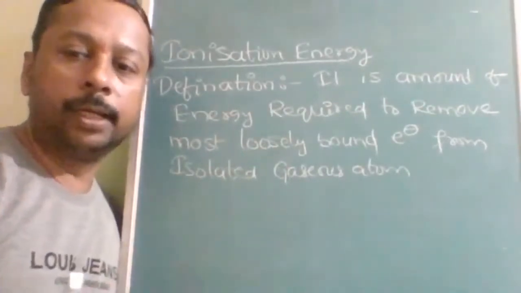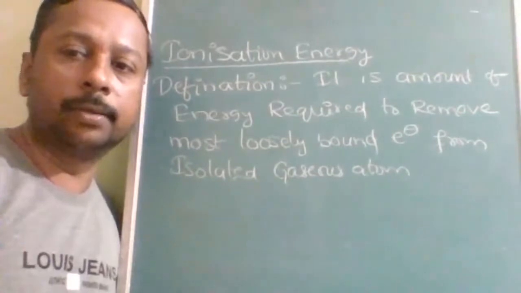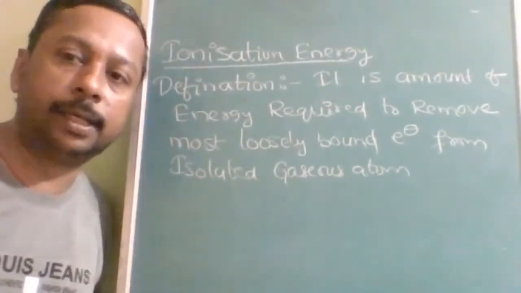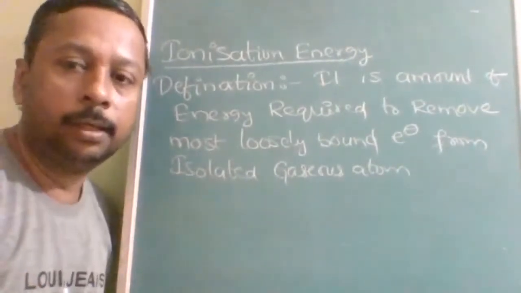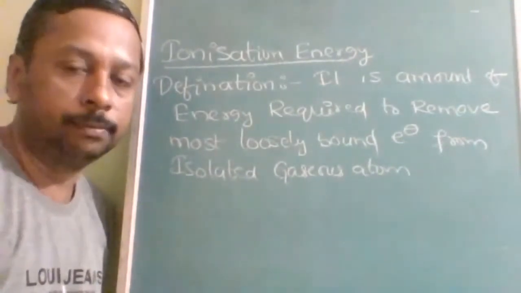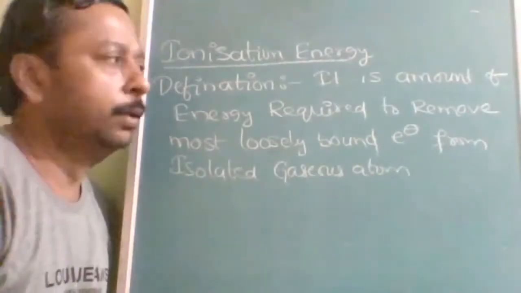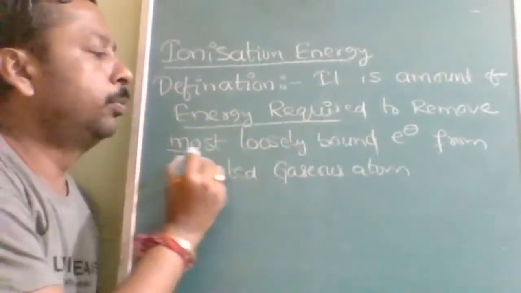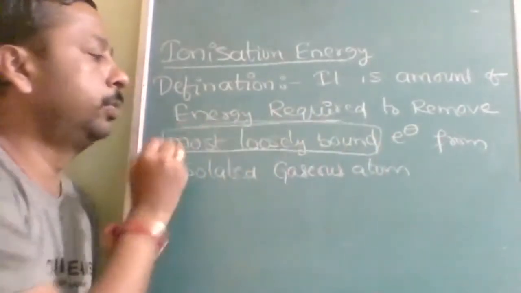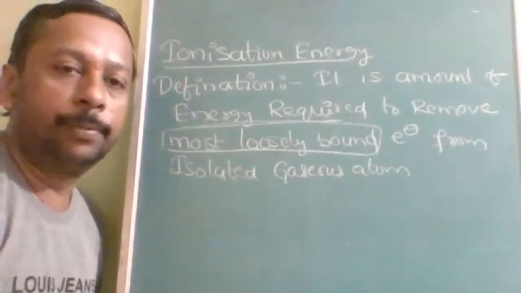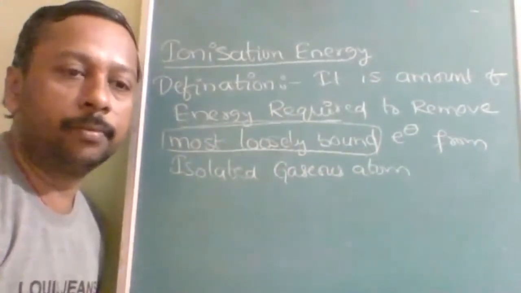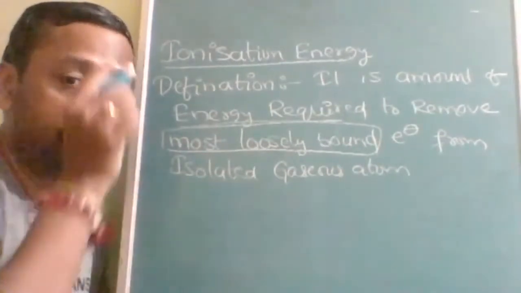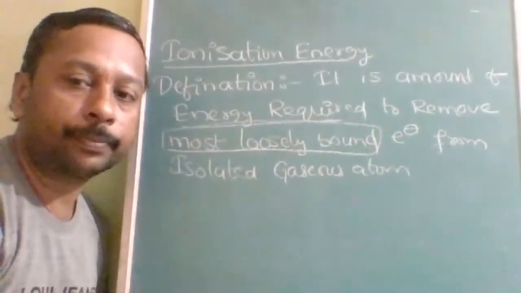Every word is important and necessary. If you miss any of these words, that makes the sentence null and void. I will tell you the importance of each and every word. For removing an electron, obviously energy will be required. The most important phrase is most loosely bound. People will be happy to write valence electron, but that is a wrong answer.